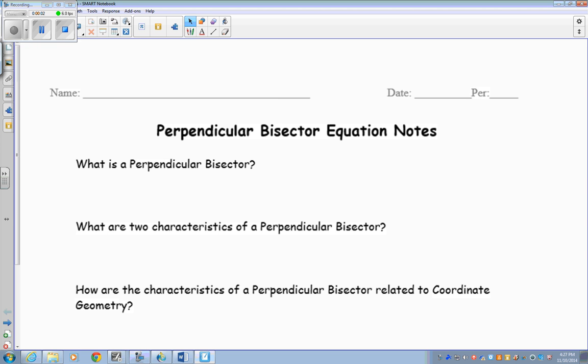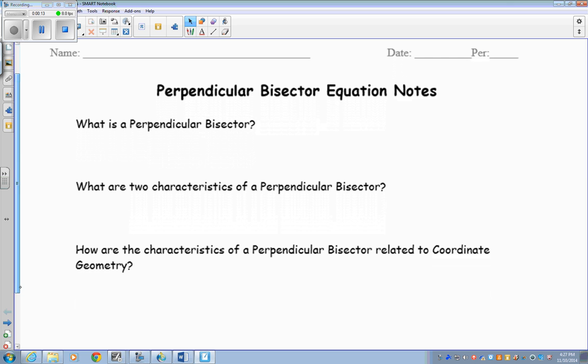Okay, we're going to look at equations for perpendicular bisector. We will address how to come up with the equation again with special segments in a triangle. Perpendicular bisector, just break down the term.